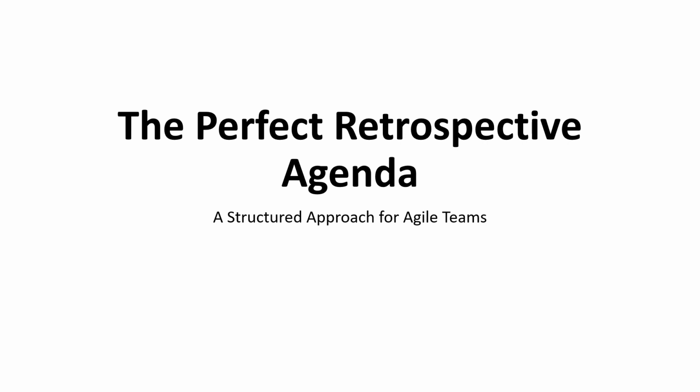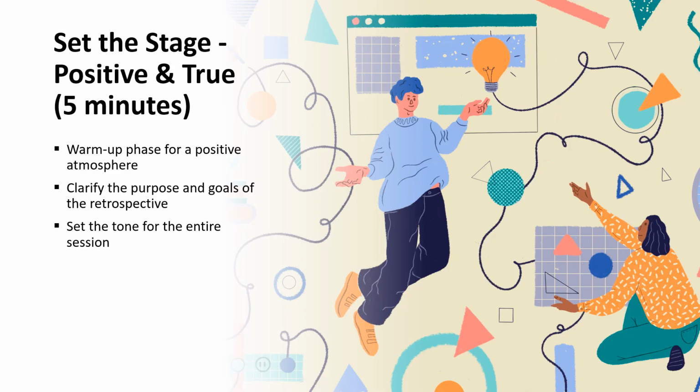I've got you covered. At first, set the stage, positive and true, in about 5 minutes. First up is set the stage. This initial phase serves as the warm-up for your retrospective. You want to create a positive atmosphere and ensure everyone has the opportunity to speak. To do this, it's essential to clarify the purpose of the meeting. Why are we here? And what do we aim to achieve? This stage sets the tone for the entire retrospective, so it's crucial to get everyone in the right mindset.